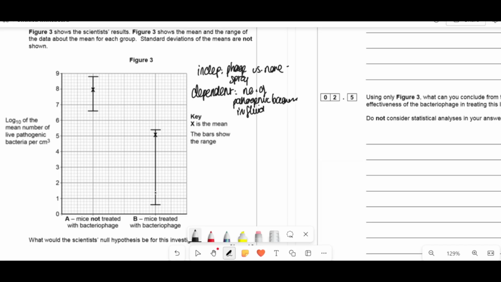So if we have a look at the data just real quick, without being treated, they have a higher mean amount of live pathogenic bacteria in this fluid that they got, versus in B, where they had a lower amount. Now, the range of values don't overlap, but that doesn't give us any help with statistical significance. We can't say for sure that they're statistically different because we don't have a p-value to test it. So that's something to keep in mind.